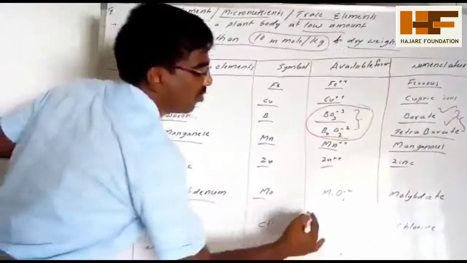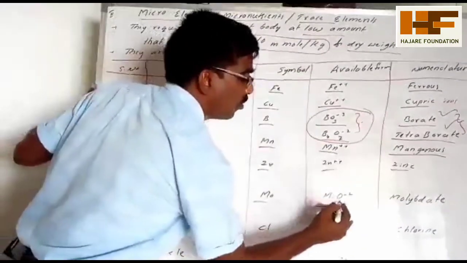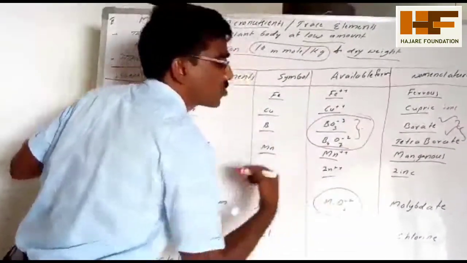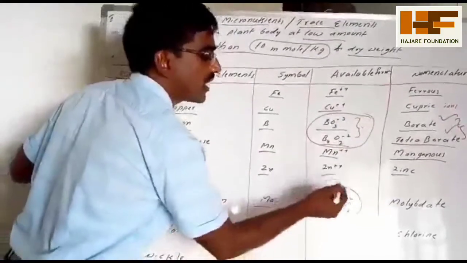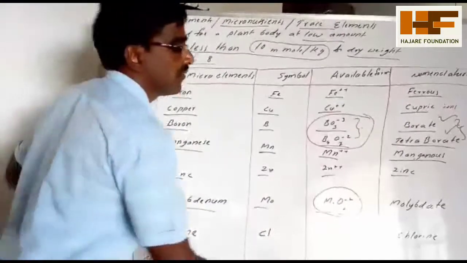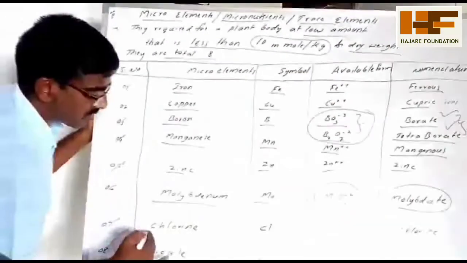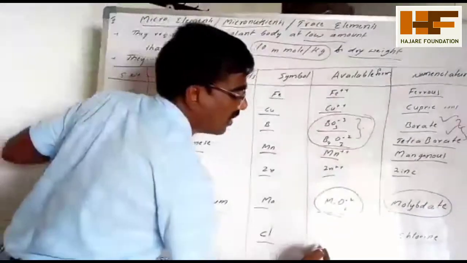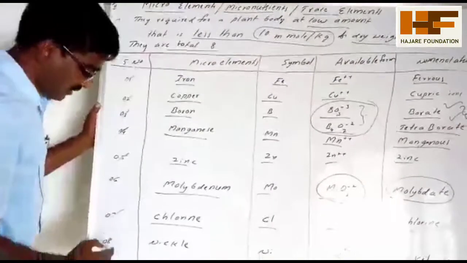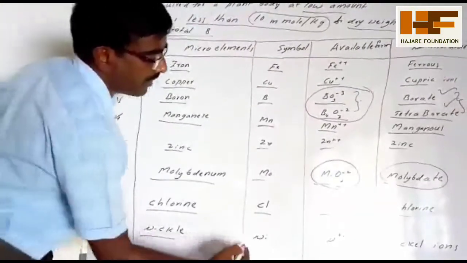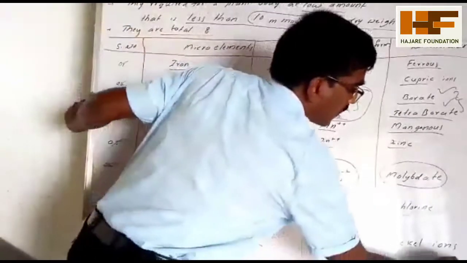The sixth one is molybdenum. Symbol is Mo, but the available form is molybdate, MoO2-2, meaning molybdenum itself is not available; molybdenum is available along with oxygen. That is molybdate. The seventh one is chlorine. Symbol is Cl, but the available form is chlorine ions, Cl-. The eighth one is nickel. Ni is the symbol, but the available form is Ni+2 or nickel ions.